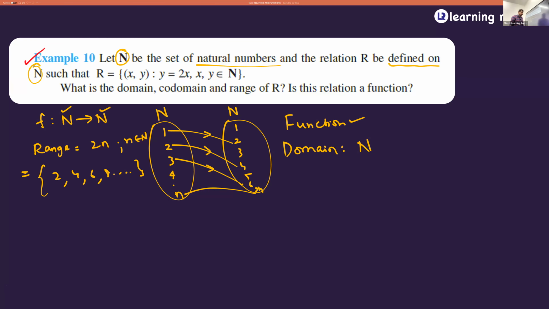Okay. One note, sir. Domain starts from 1, but in the codomain it starts from 2, right? Codomain is also starting from 1 only. Codomain is a complete set. Range is the set of elements which are participating in the relation. Okay, in that case.